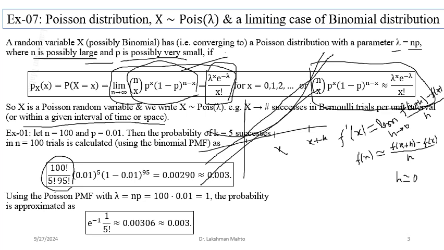Then here we are taking 0.01 to the power 5. How many multiplications are there? 5. So 201 plus 5, 206. And how many multiplications are there here? 95. So 301, and subtraction is a special case of addition.